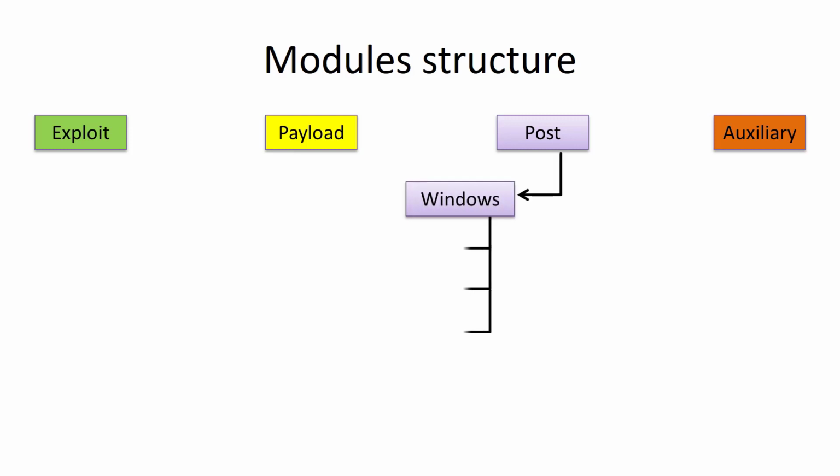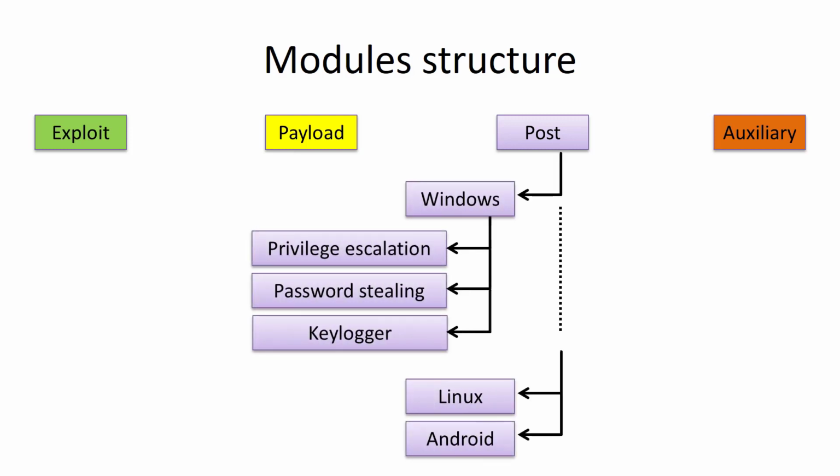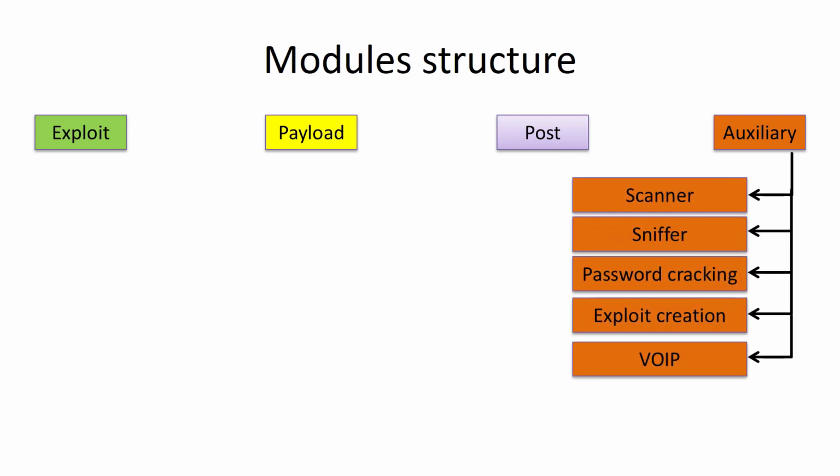Post modules have the same structure where all the scripts are divided by type of operating system. But the structure of the auxiliary module is different. It's not grouped by operating systems and protocols. It's divided by actions. I recommend you review the file system of Metasploit on your own.